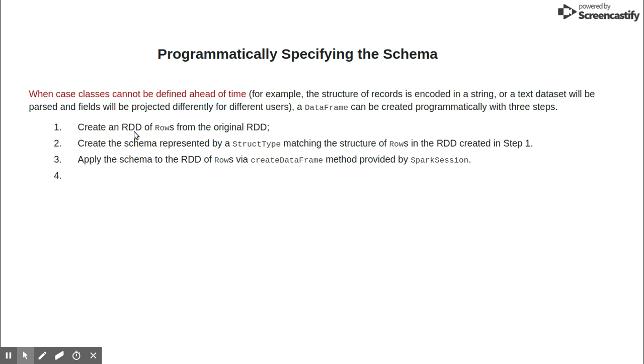First, you need to create an RDD of rows from the original RDD. Then you need to create a schema represented by a StructType matching the structure of the rows in the RDD created in step one. This StructType should match the structure of the rows. Meaning if each row has three values, then the StructType should have three fields. There should be a match. Finally, apply the schema to the RDD of rows via the createDataFrame method provided by the SparkSession.